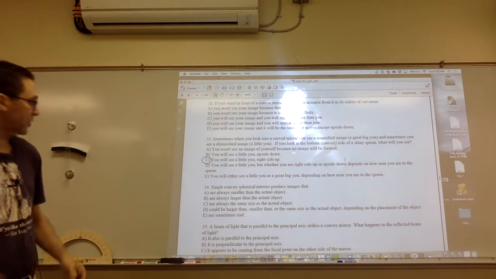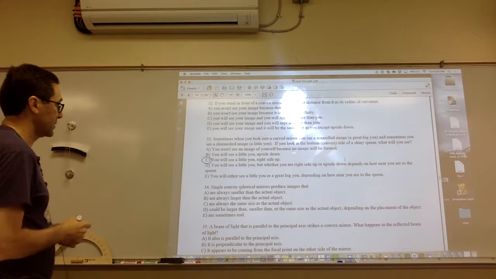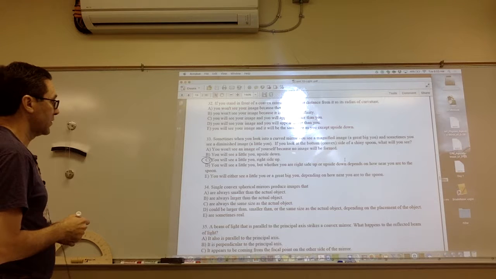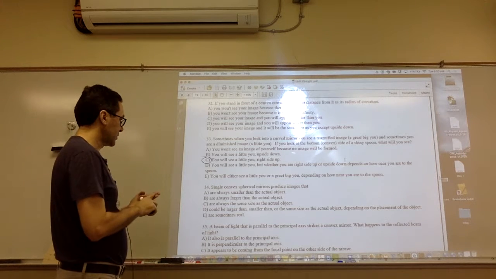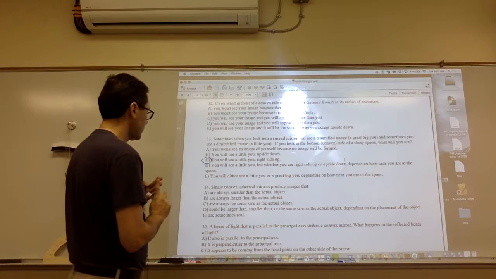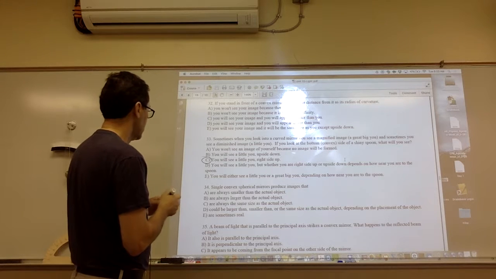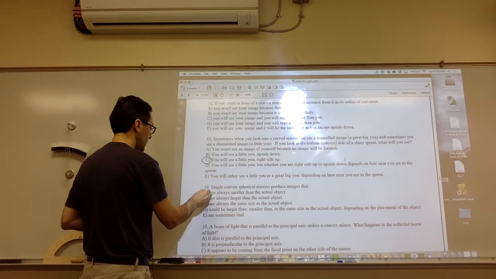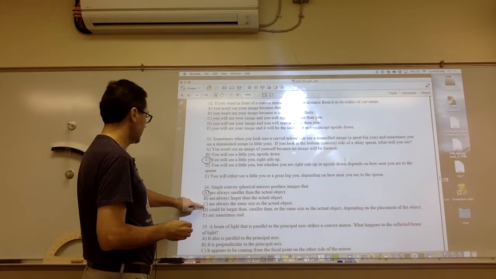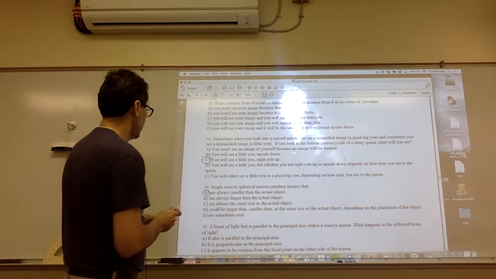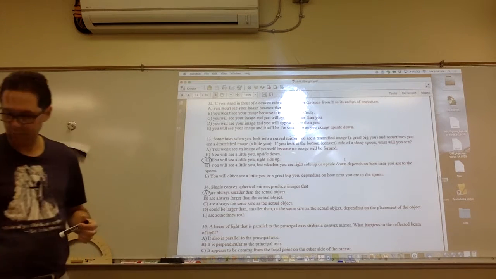34. Single convex spherical mirrors produce images that are, it should be virtual, upright, and small. So it should be smaller than the object. Are always the same size, not true. Could be larger, nope. Are sometimes real. They only produce virtual images.